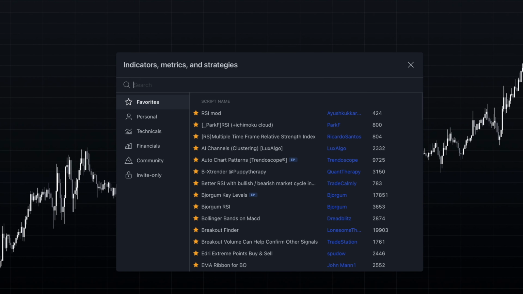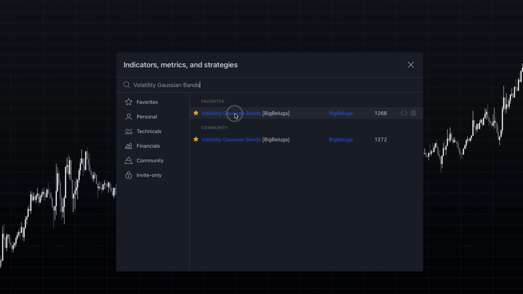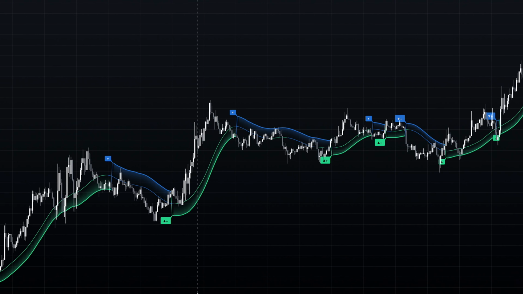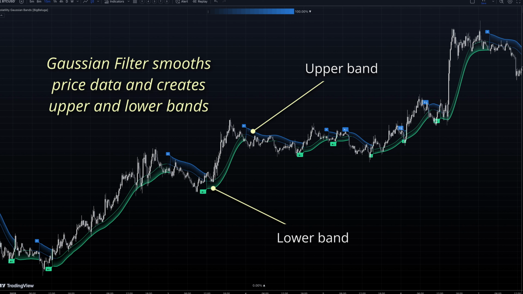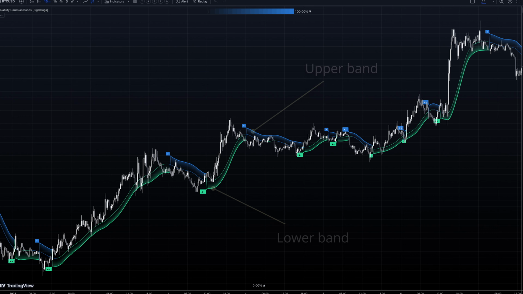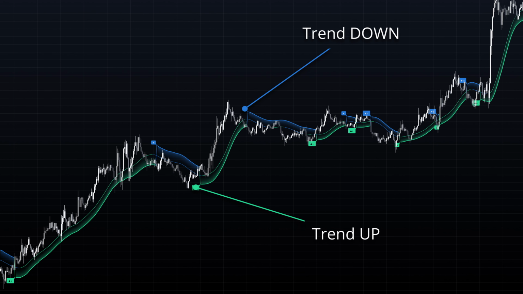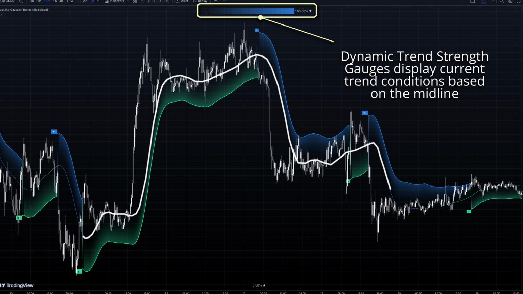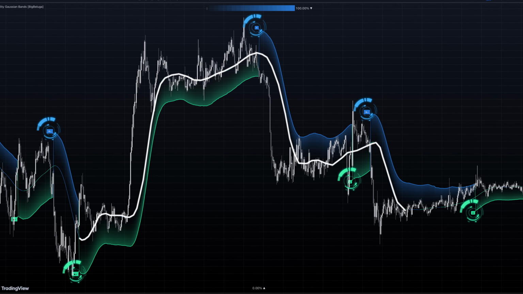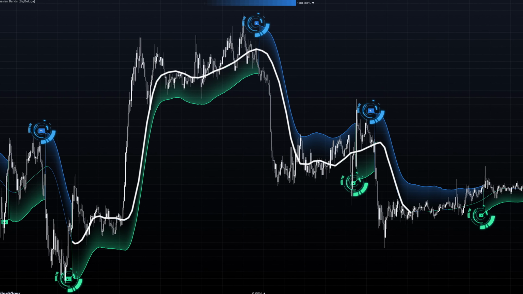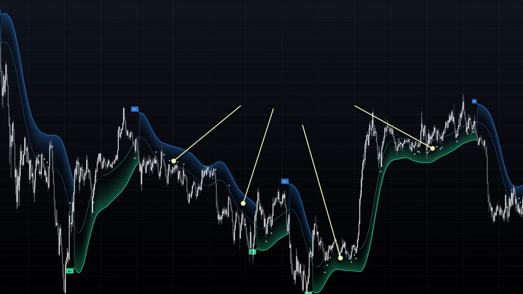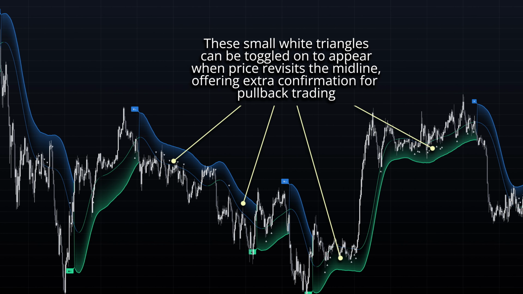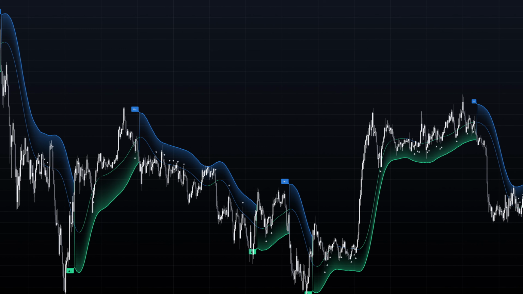Next up is the Volatility Gaussian Bands, Big Beluga indicator. This tool analyzes market trends and volatility by using a Gaussian filter to smooth price data and create dynamic upper and lower bands that adjust to market conditions. These bands provide signals for potential trend changes. It also includes trend strength gauges that measure uptrend and downtrend strength based on the Gaussian midline. Triangle markers highlight rapid trend changes when the market shifts quickly, but the midline remains consistent. These retest signals highlight areas where the price might revisit the Gaussian line, offering additional confirmation of trends.